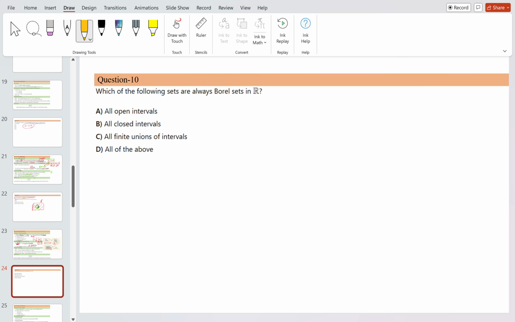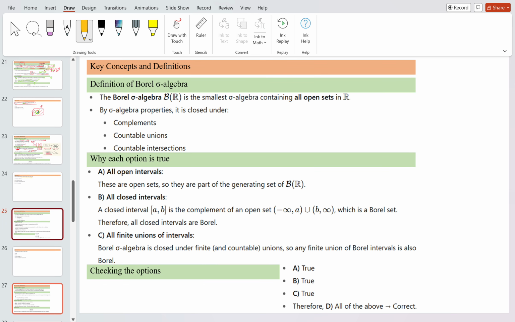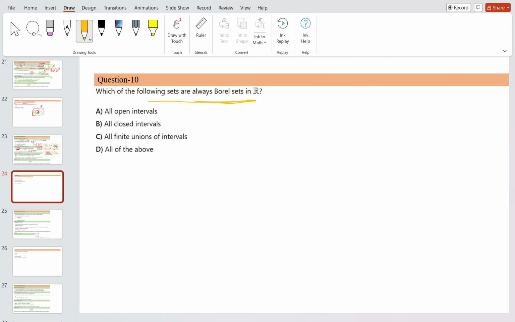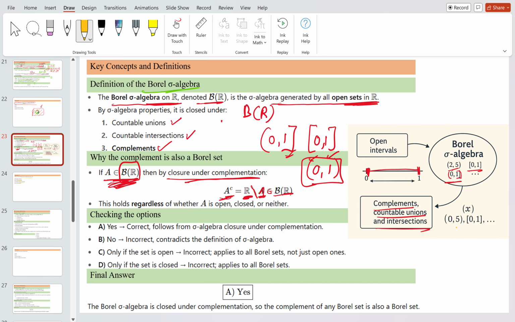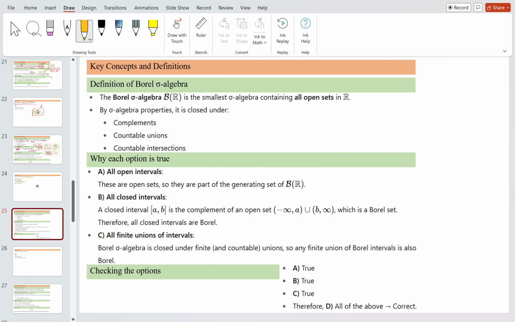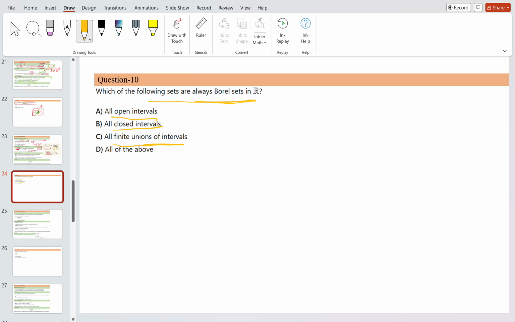So let's move further. Here the question is which of the following sets are always Borel sets? That is actually all the open intervals. But here the option problem is that open interval also, closed interval also, all finite union also. Because if you see what I have depicted here, 2 and 5 is also a closed set, 0 1 is open, and you can see there are open intervals also, closed intervals also, finite unions of the intervals also. All of these options are actually correct.